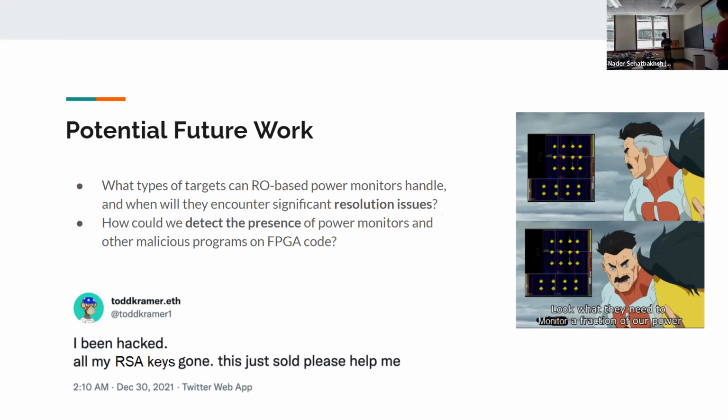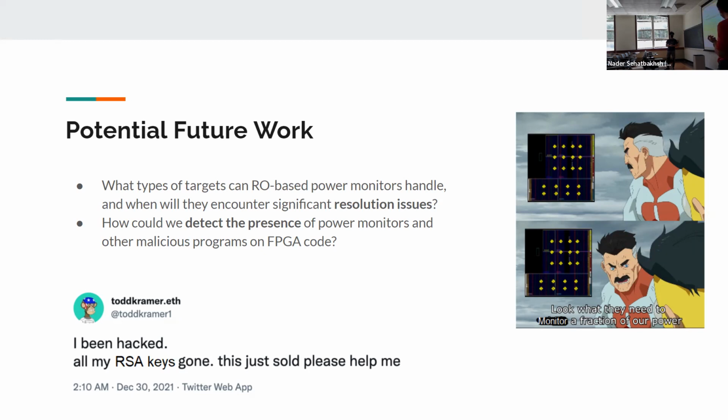It has some strengths, but the one disadvantage is that if you're getting all your information from frequency, there's a limited resolution aspect to it. So in this RSA attack, the resolution is perfectly fine. But what we want to know is when your target is so sophisticated that you need a precision that the ring oscillator can't provide. So that's something they could look into in the future.